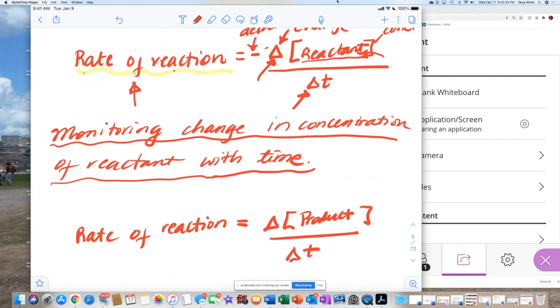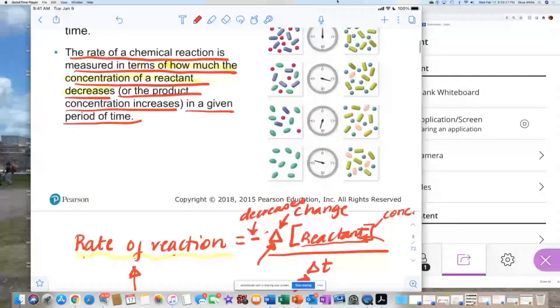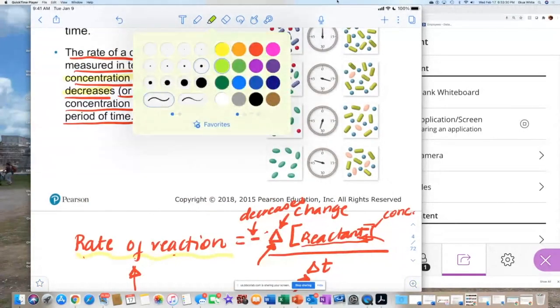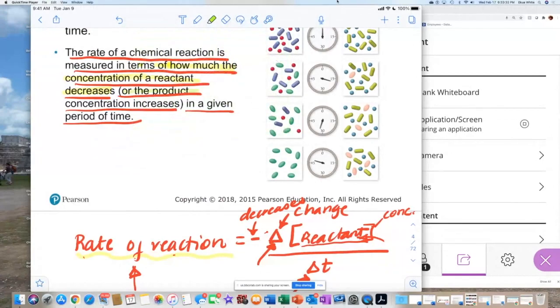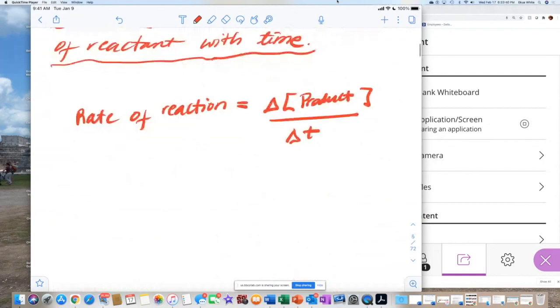Okay, let's make sure that this matches the definition they gave right here. I'll use a different color, green. Remember, the product concentration increases. This time it's increasing in the given period of time, so I have to make sure it's increasing. Now you can put a positive here, but chemists imply it, so they leave it out. If you're tracking either the reactant or the product, you should get the same value of rate. The positive is implied, so they leave it out.